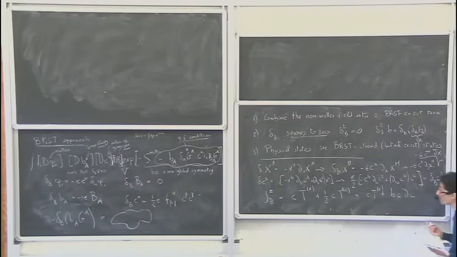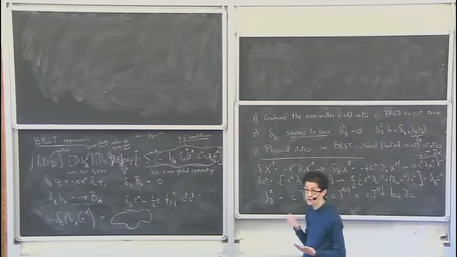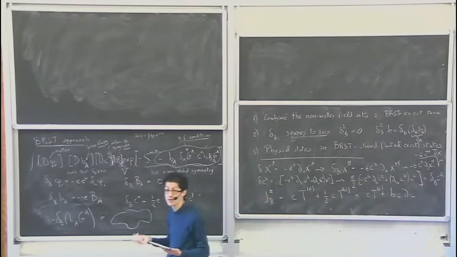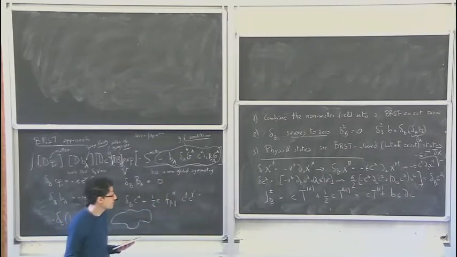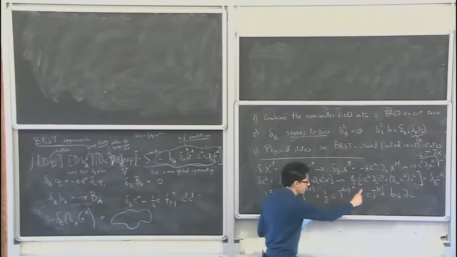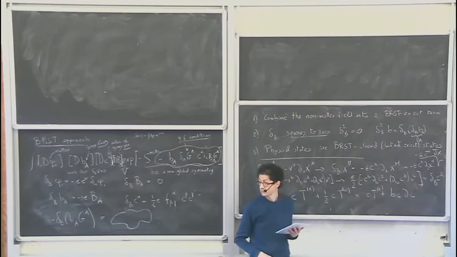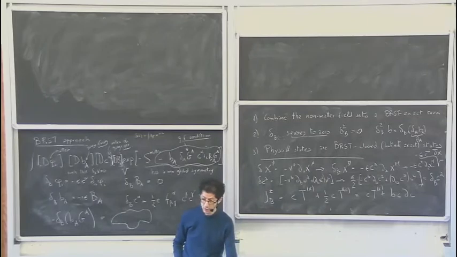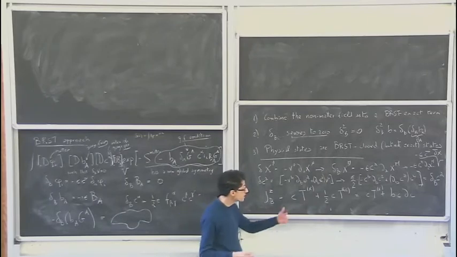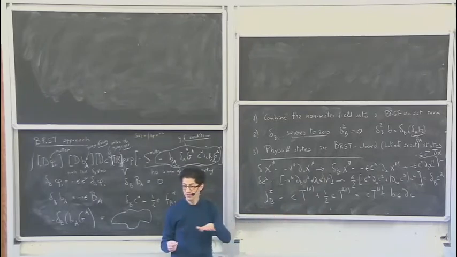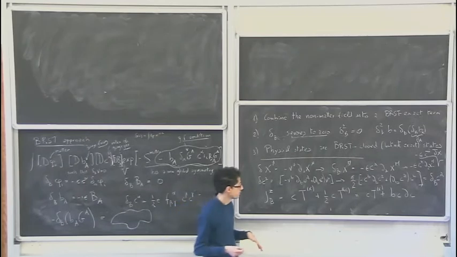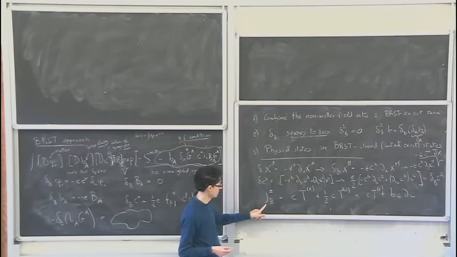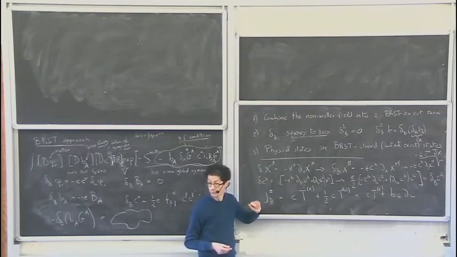And as usual, from the current you can define the charge. So people talk about the BRST charge. The BRST charge is nothing else than the integral of this current. So basically, in the language of complex analysis, you want to expand this J and take the J_0, the simple pole.